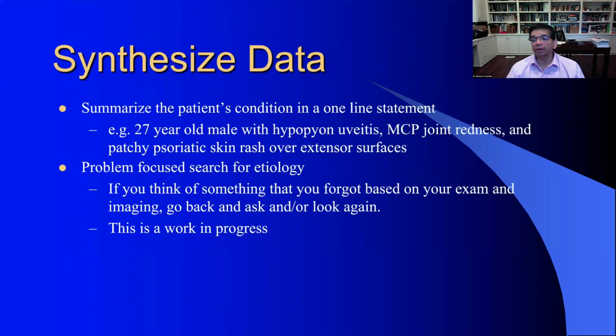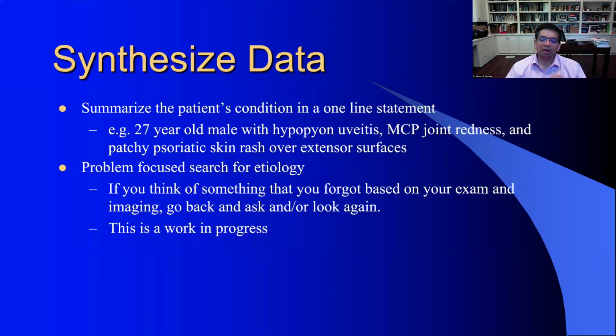Then you put it all together in a single statement, like you have on the top here. A 27-year-old male, for example, with a hypopyon uveitis, with metacarpophalangeal joint tenderness and redness, and a patchy psoriatic skin rash over extensive surfaces. So this patient who has unilateral uveitis like this, I can tell you the diagnostics are very small here. I would get 2 tests on that patient, an HLA-B27 and an FTA-ABS. And that patient most likely has HLA-B27 associated uveitis, probably associated with reactive arthritis or some form of seronegative spondyloarthropathy. So the search for etiology has to be problem focused, right?